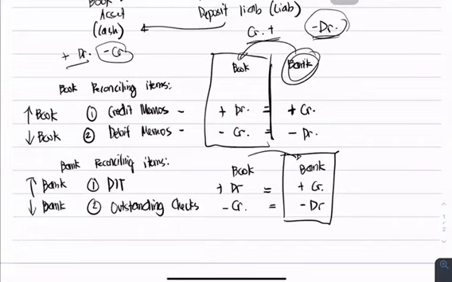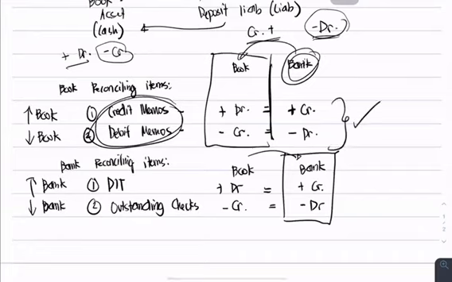Take note, what are the items affecting the book only? Credit and debit memos. Therefore, guys, if ever a problem asks you what are the journal entries relating to the bank reconciliation, your journal entries will only come from your book reconciling items because those items are reflected in the book.